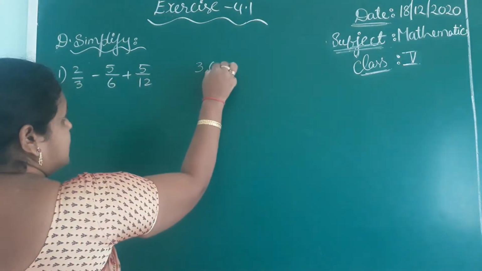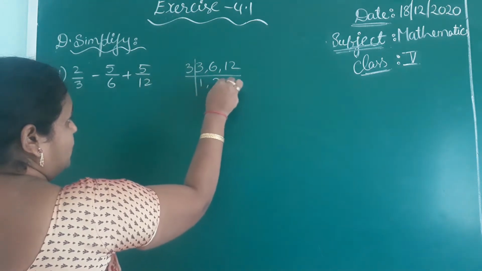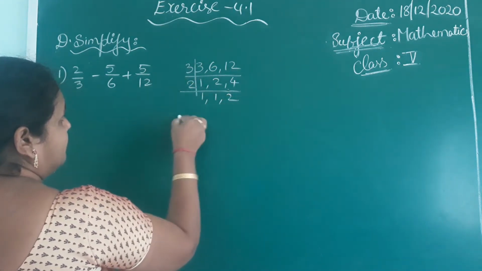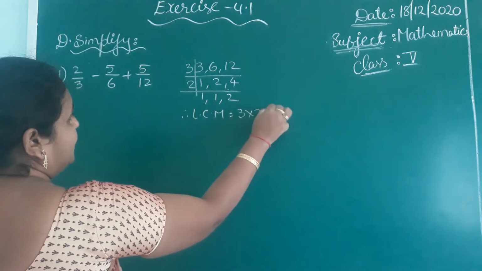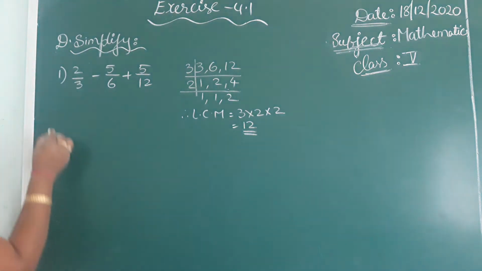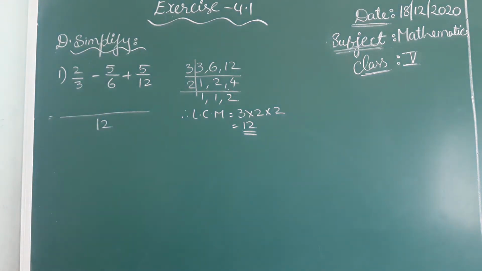But if you find the LCM of 3, 6, 12: 3 ones are 3, 3 twos are 6, 3 fours are 12. Again 2 ones are 2, 2 twos are 4. Therefore, LCM equals 3 into 2 into 2, which is 12. Here, 12 is the LCM. 12 divided by 3 is 4 times.